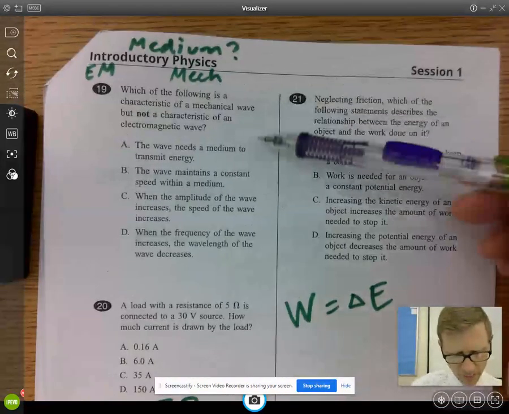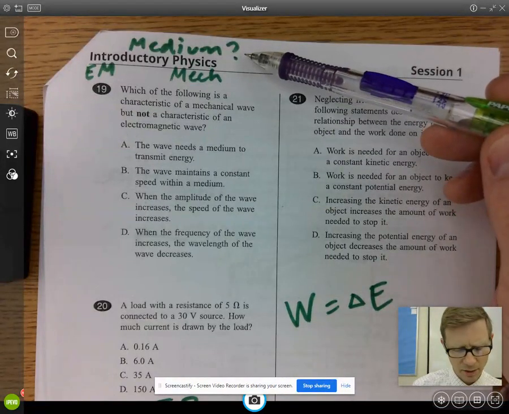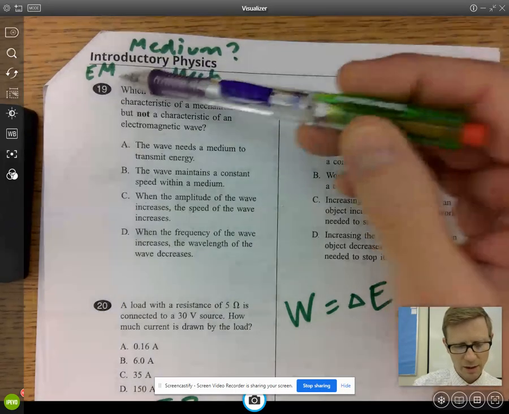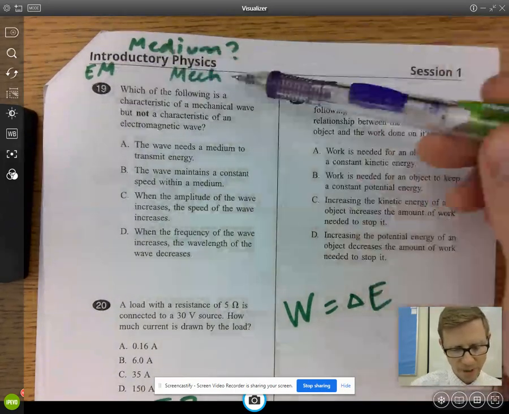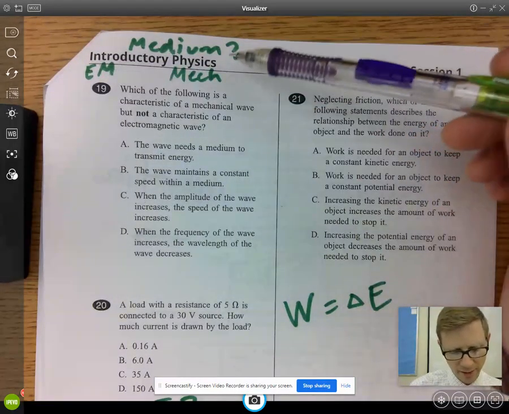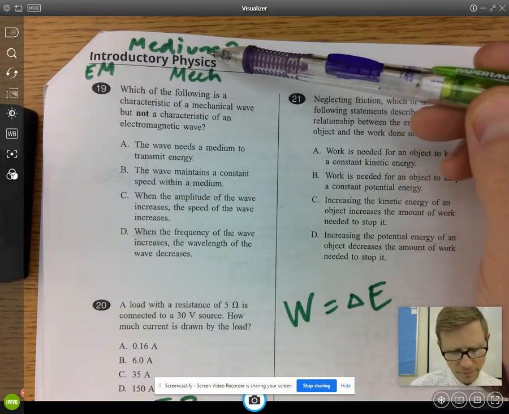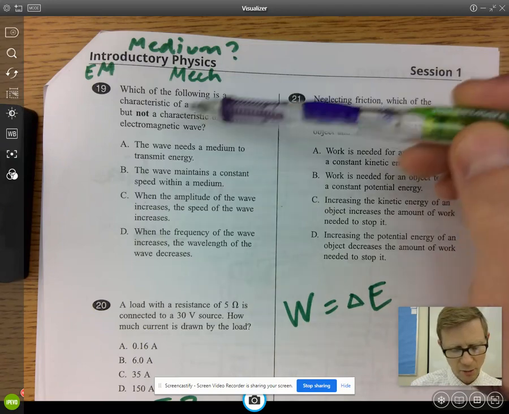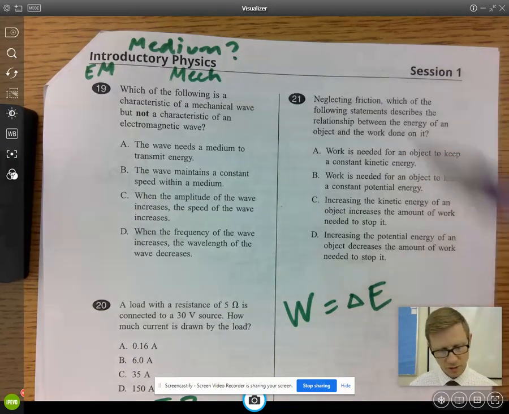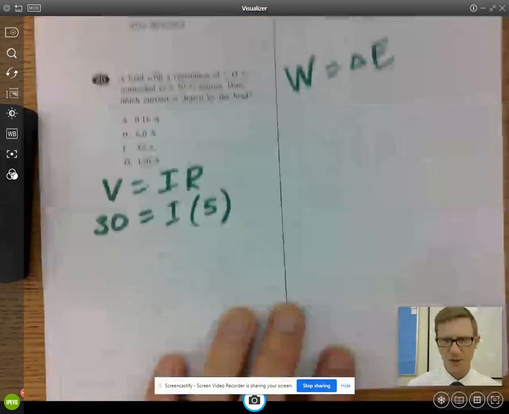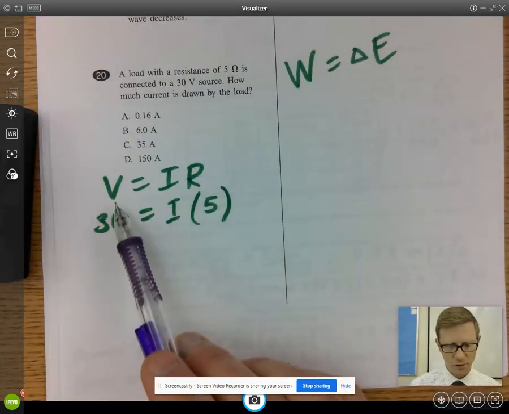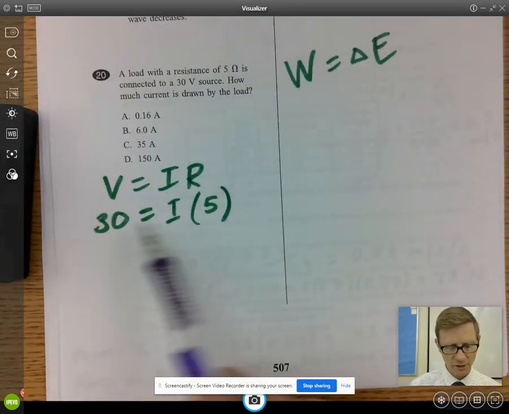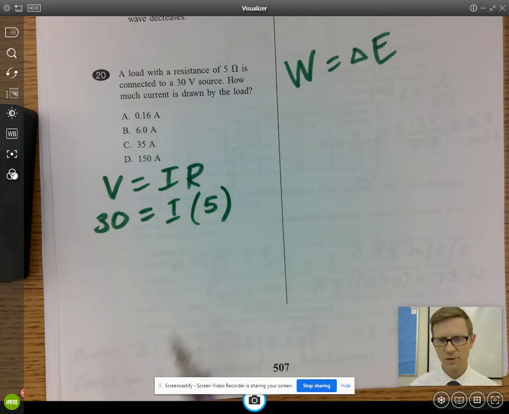This is all about mechanical and electromagnetic. Electromagnetic is light. So an electromagnetic wave does not need a medium. And a mechanical wave does need a medium. So that choice is A. Number 20, equation, Ohm's law, voltage, current, resistance. Put the numbers in. 30 divided by 5 is one of those answers.